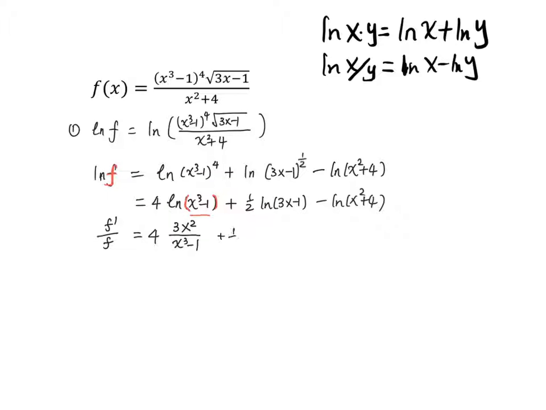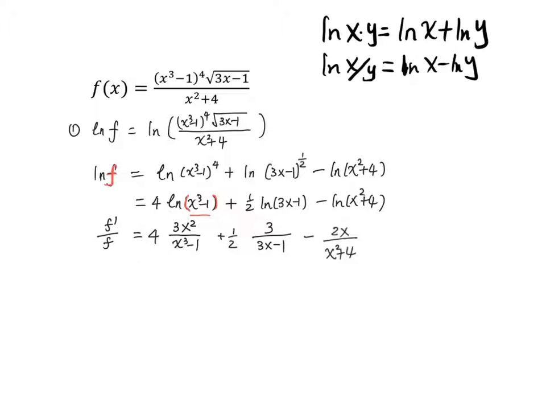So plus 1/2. Similarly, this will be 3 over 3x minus 1. Where's the 3 from? 3 is the derivative of 3x minus 1, and 3x minus 1 goes to the bottom because this is the derivative of natural log. So minus 2x over x squared plus 4. Again, what we are doing here is basically the derivative of the inner over the inner, just coming right from here.